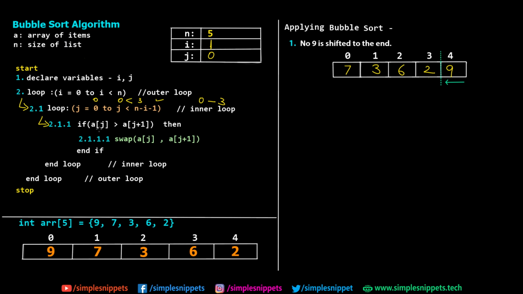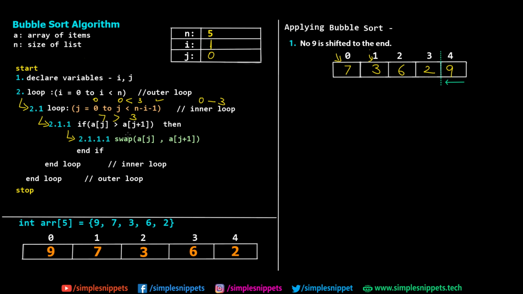Over here we are again going to check if a of j is greater than a of j plus 1. And now what is a of j? J value is 0. So the element at index position 0 is 7, right? You can see. So we say is 7 greater than a of j plus 1. Now j is 0, 0 plus 1 is 1. So a of 1 is 3. You can see the element at index position 1 is 3. Is 7 greater than 3? Yes, it is true. So we'll go inside over here.